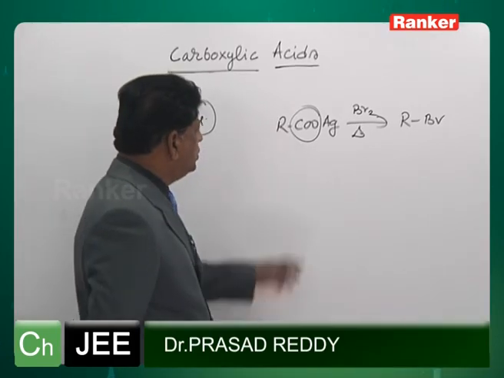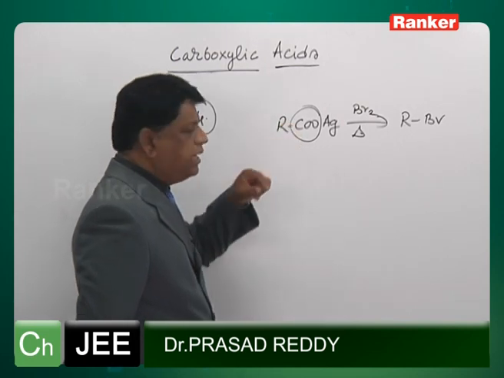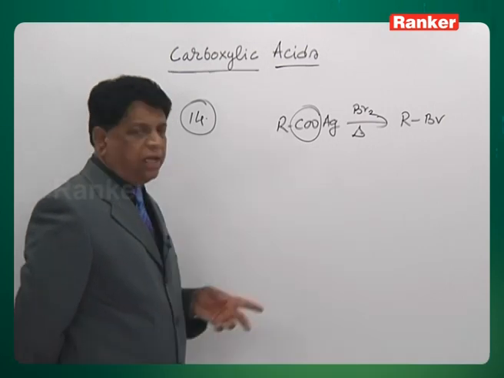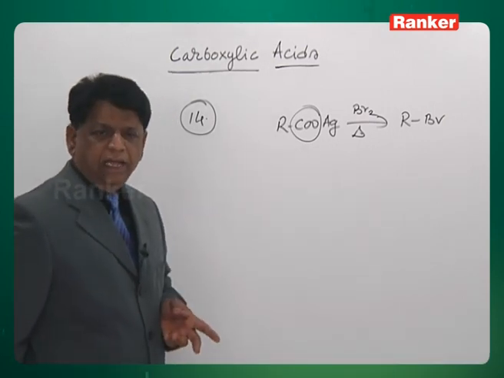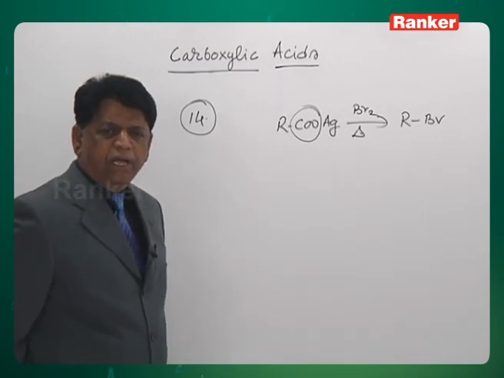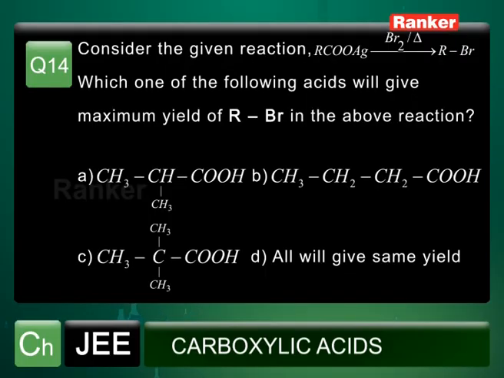The process goes through carbanion formation in the mechanism. Primary compounds will bear the carbanion easily, while for tertiary the carbanion formation will be difficult. Therefore, primary carboxylic acids undergo the decarboxylation reaction fast. The first one is a secondary carboxylic acid, option B is a primary carboxylic acid, C is a tertiary carboxylic acid, so saying all give the same yield is wrong. So B is the right answer.